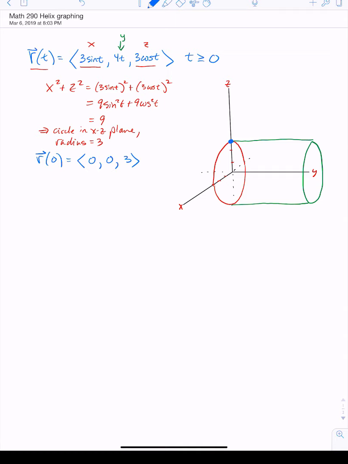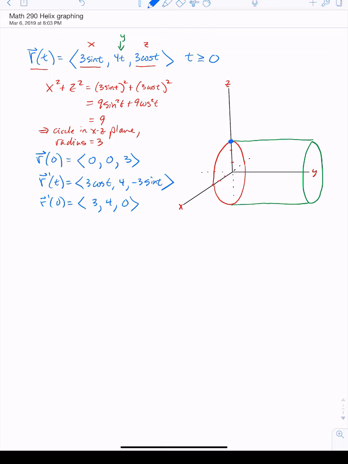And then we have to figure out which way it's going around the cylinder. The easiest way that I can think to do it is to use the tangent vector to see which way you're moving. So if I do r prime of t, that would be equal to 3 cosine t, 4, and negative 3 sine t. And r prime of 0 will give us the direction of motion. That's what the velocity vector gives you. So it's 3, because cosine of 0 is 1, then 4, and then 0.